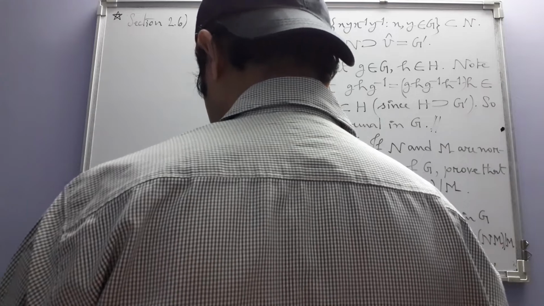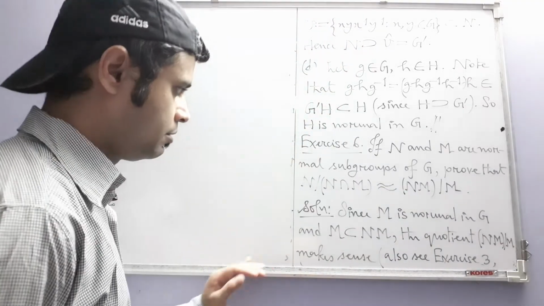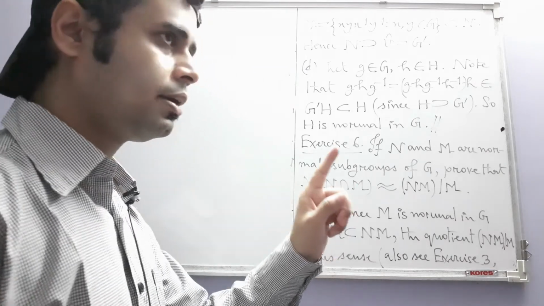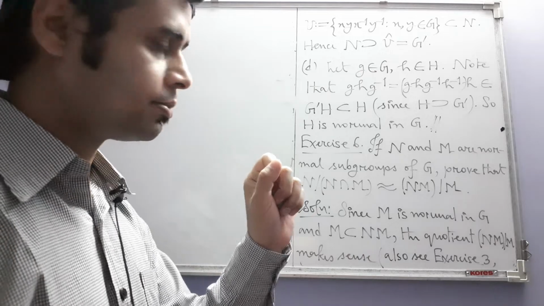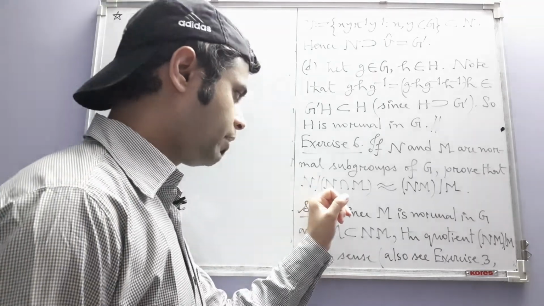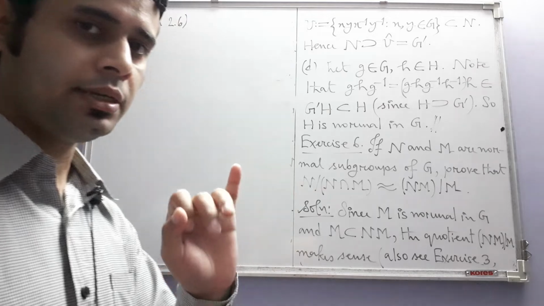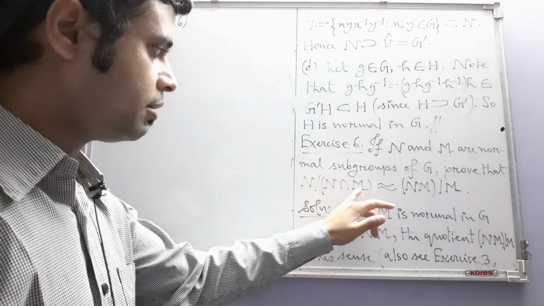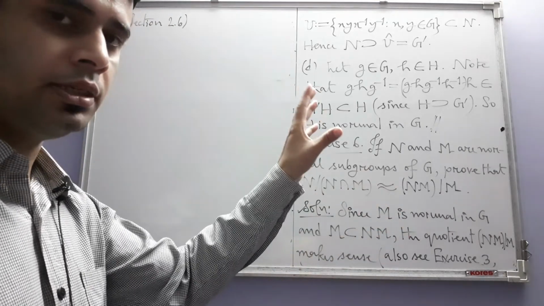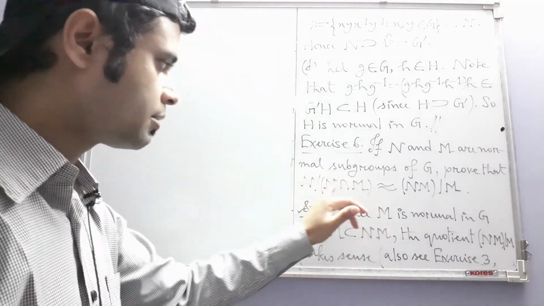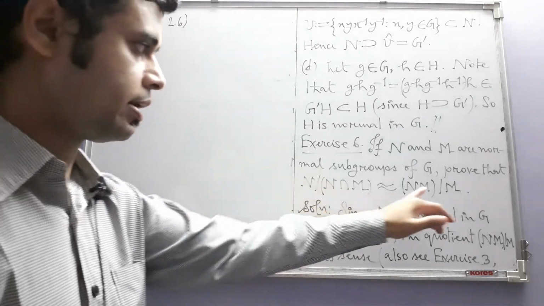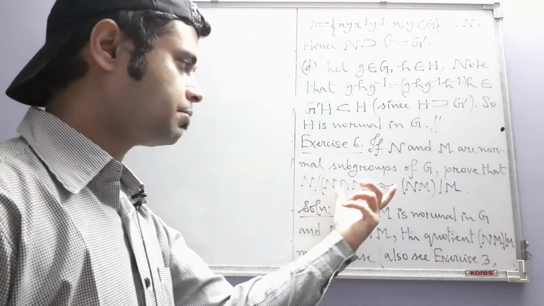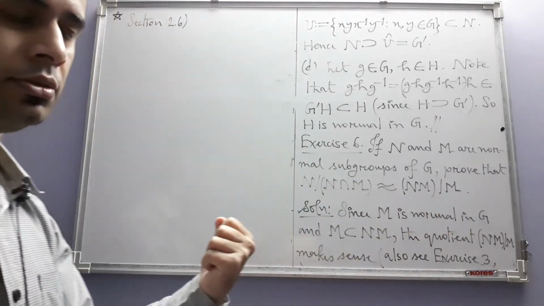So that is one thing. Another thing is that since N and M are both normal subgroups of G, first of all, N intersection M is a subgroup of N, and normality of both N and M in G implies this intersection is normal in N, just like M is normal in this. So this quotient also makes sense. We now have to prove that these two quotients are isomorphic to each other.